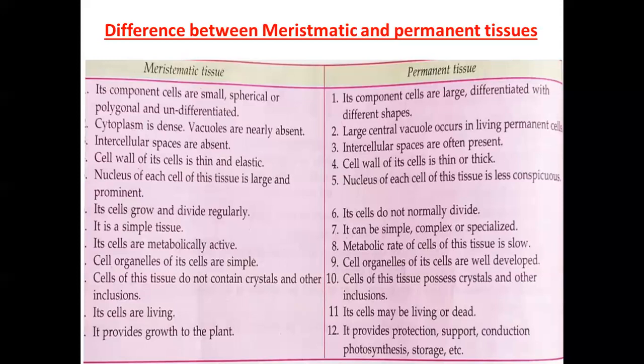In meristematic tissue, the cells do not contain crystals and other inclusions. But in permanent tissue, the cells possess crystals and other inclusions. In meristematic tissue, the cells are living, but in permanent tissue, the cells may be living or dead. Next, meristematic tissue provides growth to the plant, but permanent tissue provides protection, support, conduction, photosynthesis, storage, etc. So this is the basic difference between meristematic and permanent tissue.